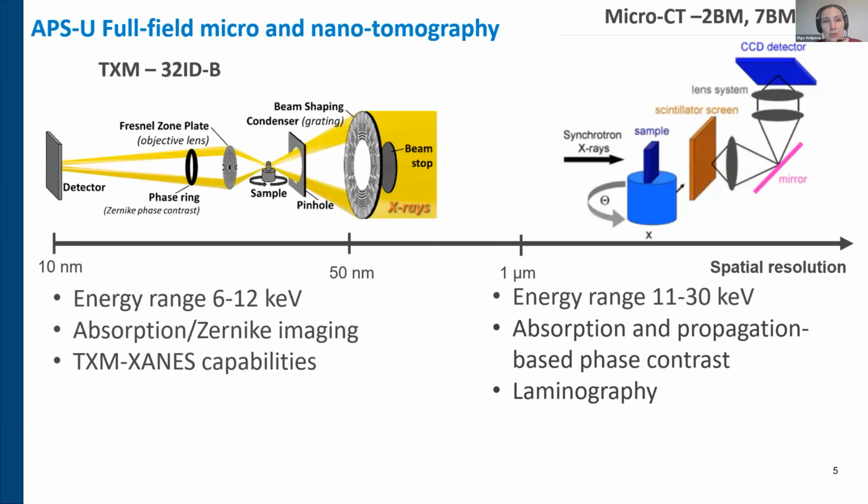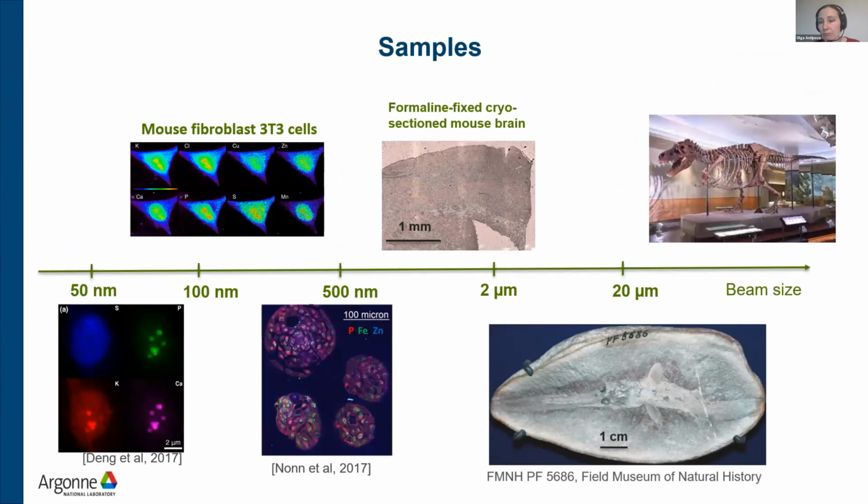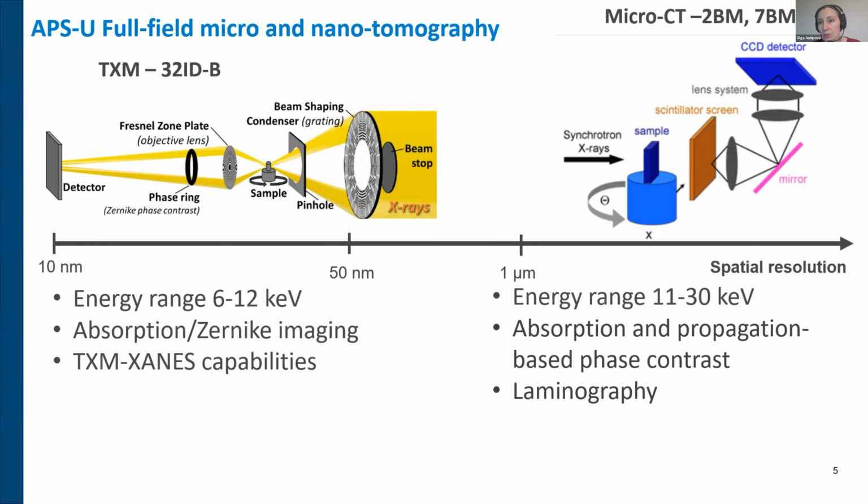In addition to that, we also have full field imaging in micro and nano range. So beamlines 2-BM, 7-BM, and also 13-ID offer absorption and propagation-based phase contrast tomography with laminography. 2-BM offers laminography, and the TXM instrument at 32-ID-B offers nano CT with XANES capability. And additionally, we also have other combinations with other techniques like spectroscopy for better characterization of the samples.